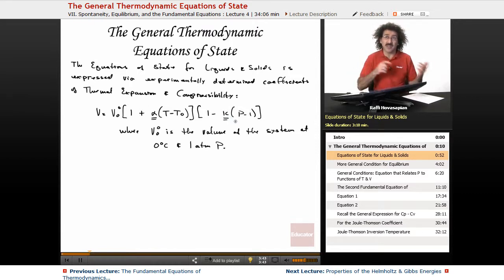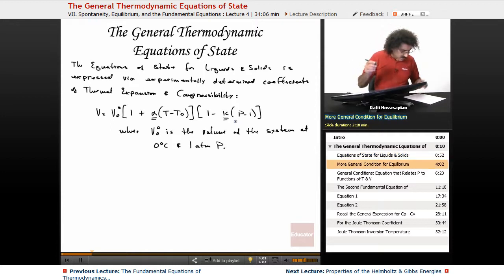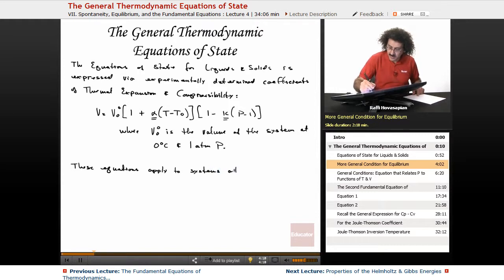So we have this equation of state for gases. We have this equation of state for liquids and solids. Is there a way to find one equation of state that applies all the way across the board? The most general equation of state that relates pressure, volume, temperature. The answer is yes. Here's how we do it. These equations apply to systems at equilibrium.